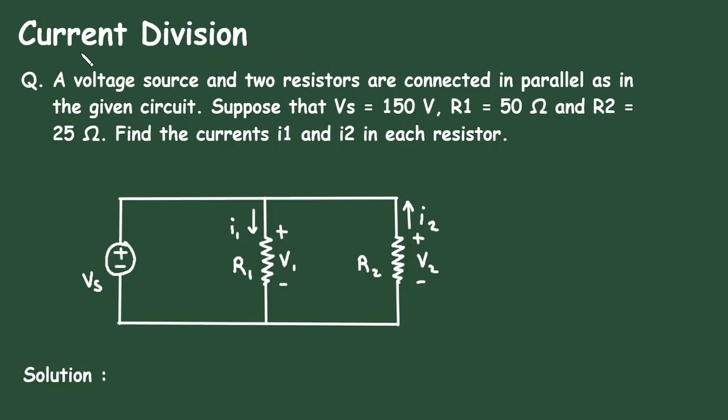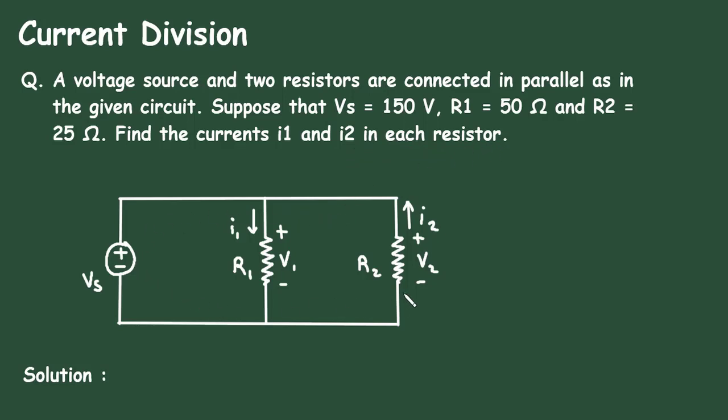Free. Current division. Question: a voltage source and two resistors are connected in parallel as in the given circuit. Suppose that Vs is equal to 150 volt, R1 is equal to 50 ohm and R2 is equal to 25 ohm. Find the currents I1 and I2 in each resistor.